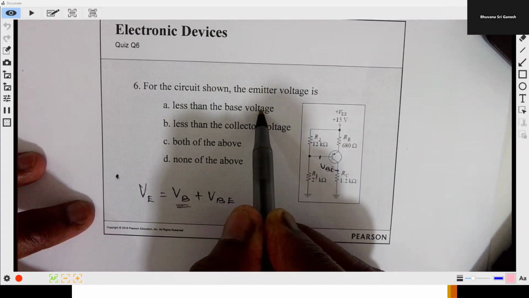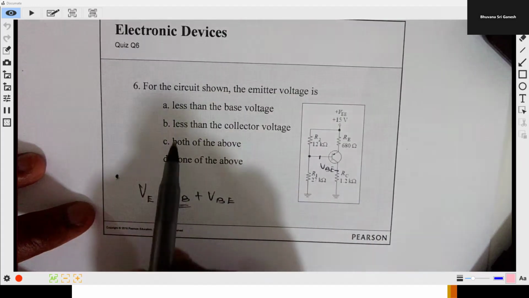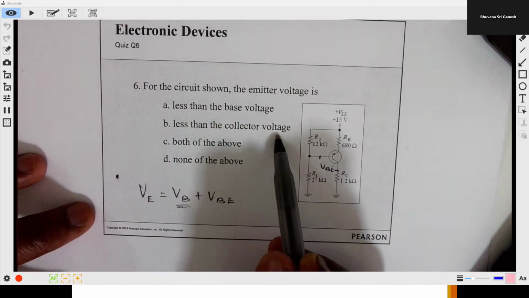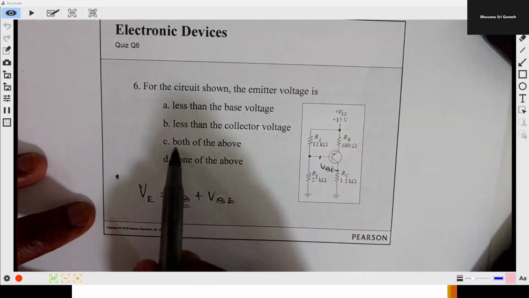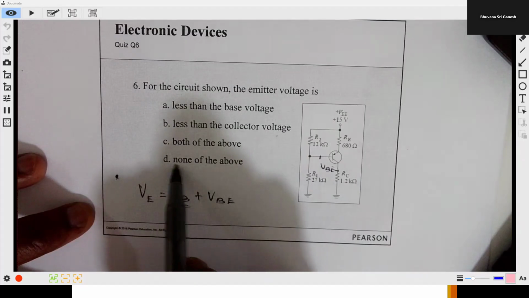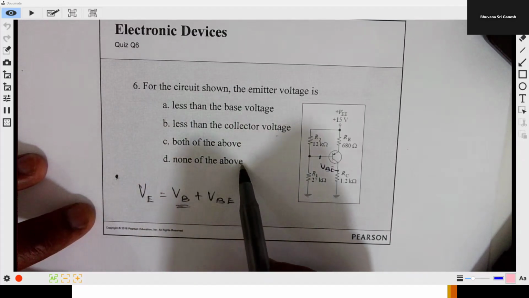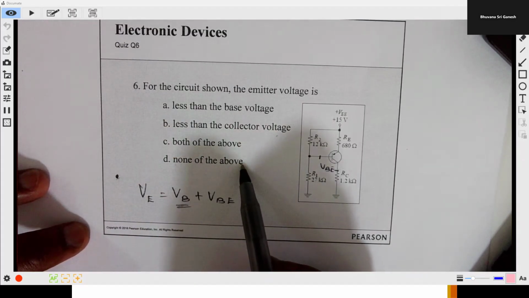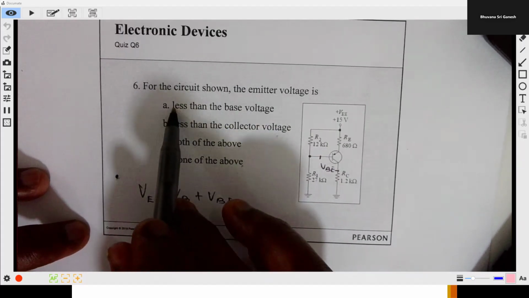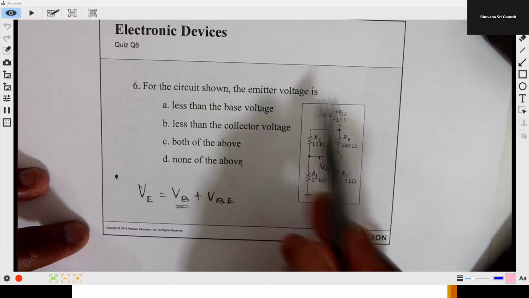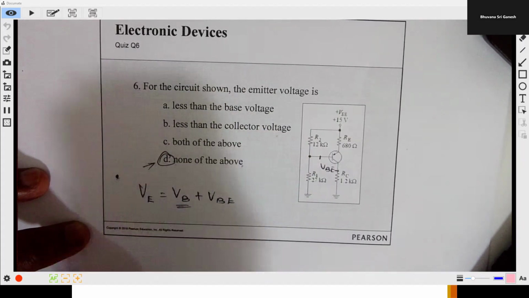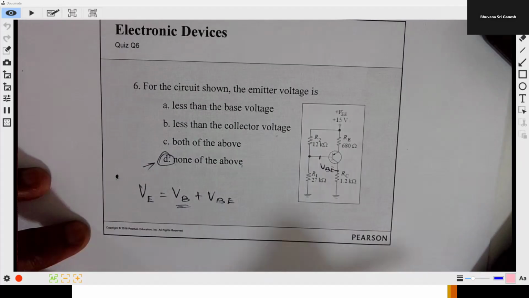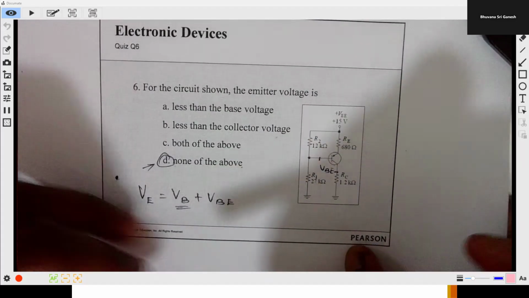Next is less than collector voltage. It doesn't say anything about it. It is not going to be less than collector voltage. Both of the above not correct. None of the above is what is correct. If you had seen that it's more than base voltage, then we could have selected it, but now none of the options are correct. So D is the answer for question number 6. D is the answer.